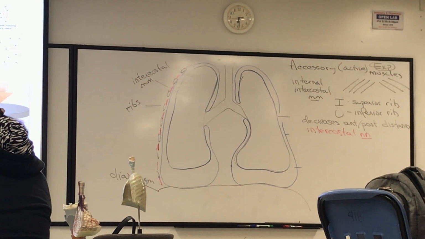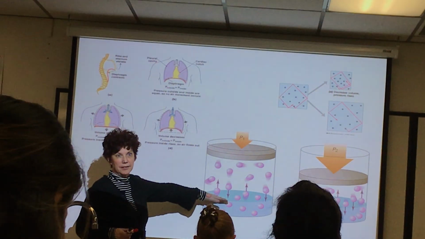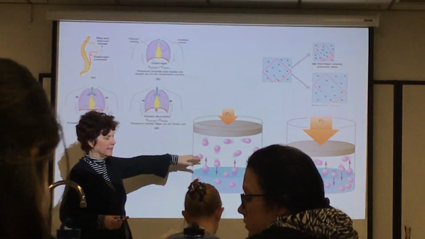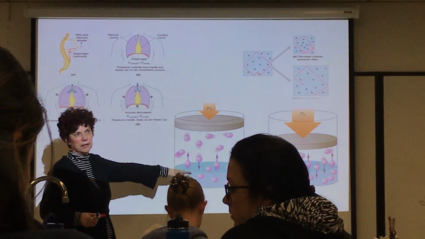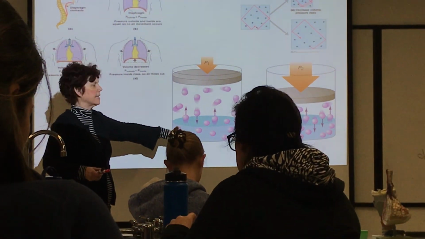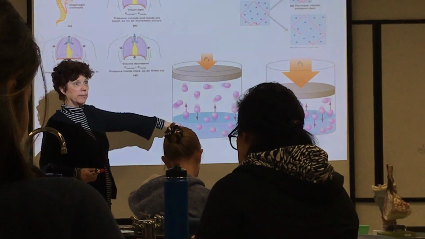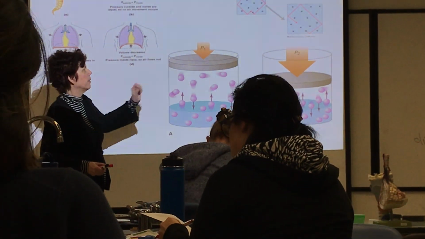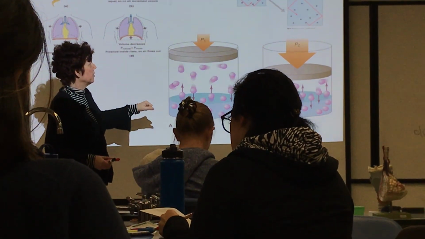So here's an illustration of what happens to the density of the air, all right, when we change the volume. We'll look at this as well because changing pressure also helps to increase the amount of gases that dissolve in our blood. And we'll look at that next week when we talk about external and internal respiration.